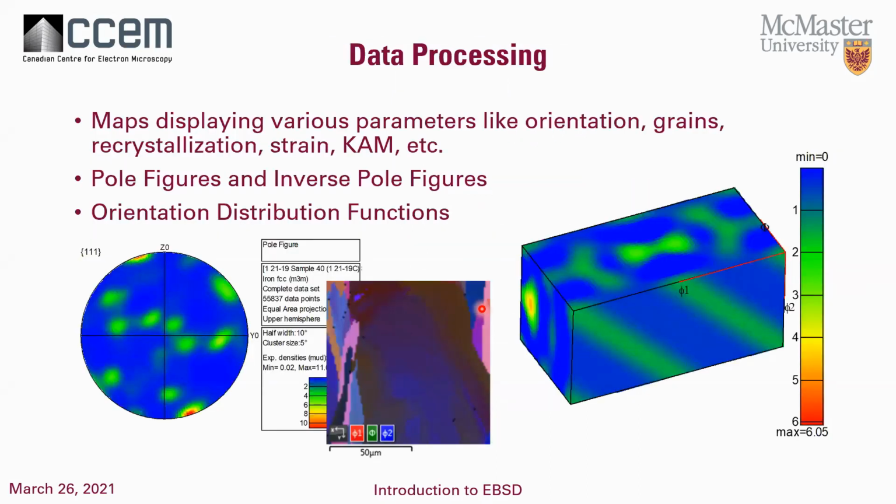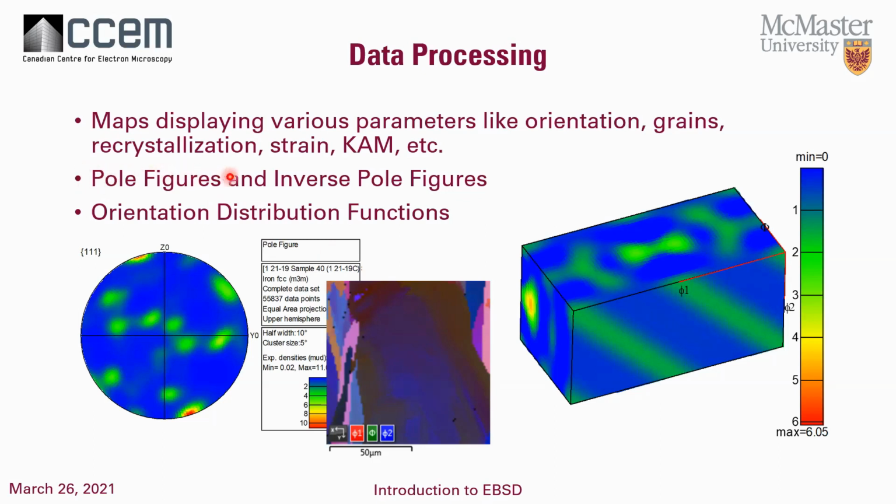Most EBSD systems will have software for data processing, so you can produce maps showing various parameters, like the orientation. Here you can see the orientation based on the Euler angles, or you look at grains, you look at recrystallization strain. You can collect kernel average misorientation maps. So all sorts of different parameters based on the orientations and the misorientations between the orientation data points can be collected.